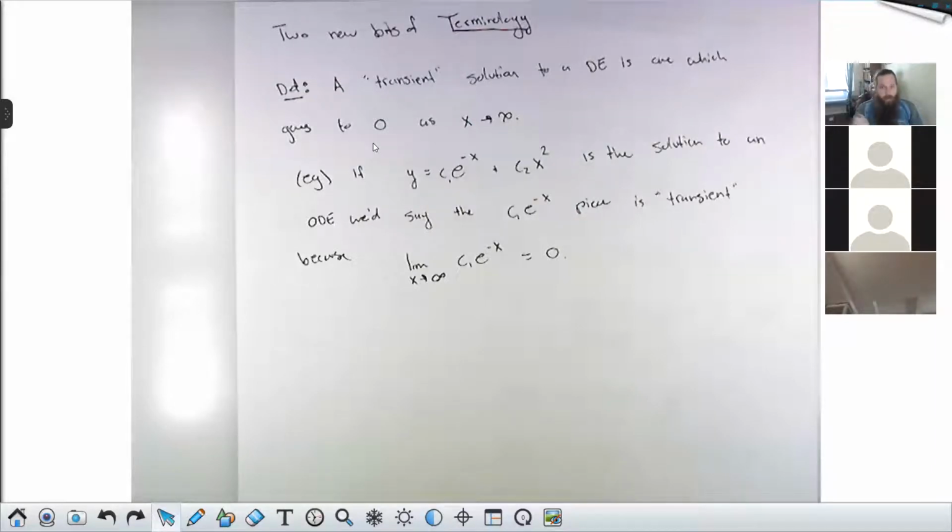Transient often means something that comes and goes. People talk about the transient nature of Gainesville because people come here, stay for a few years, and then leave. This piece shows up in the solution of the differential equation and hangs around. If x is close to 0, it's reasonably important. But as x gets bigger and bigger, it becomes less and less important. It goes away after a while, so we call it transient.